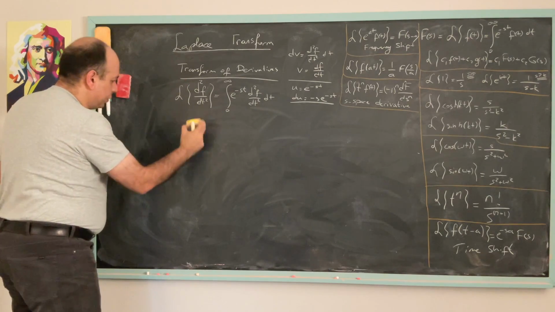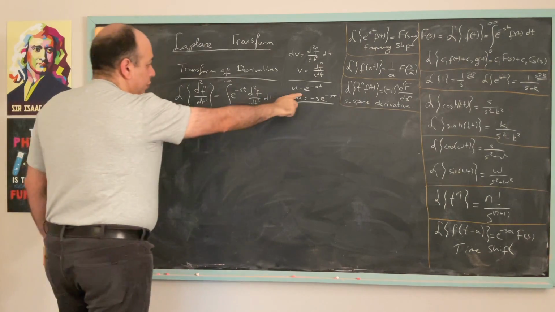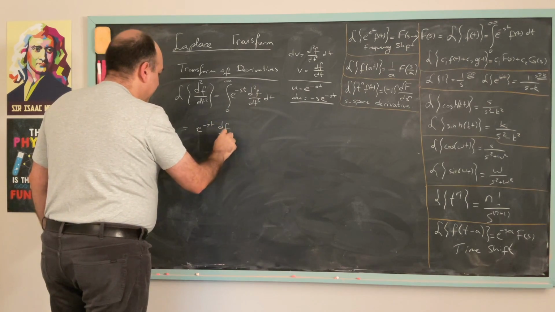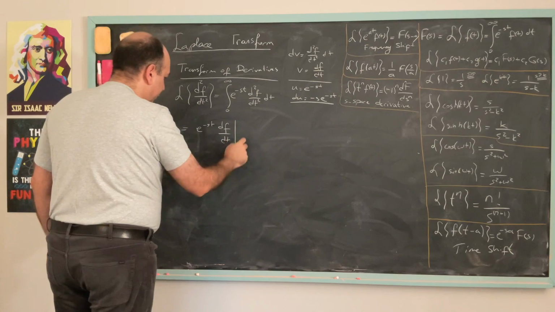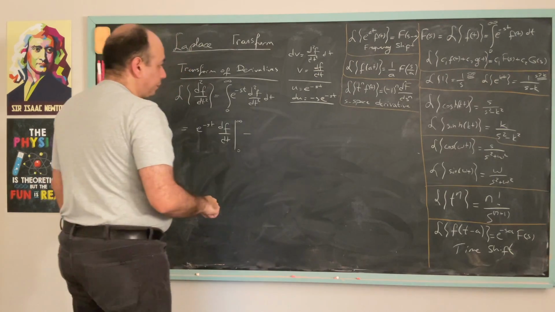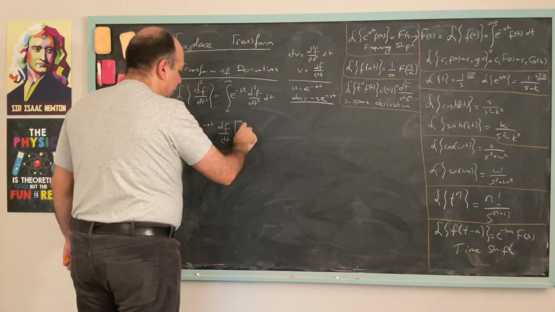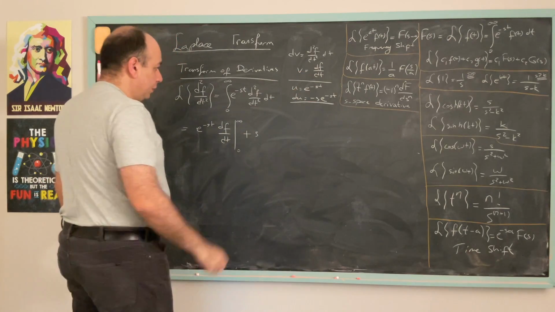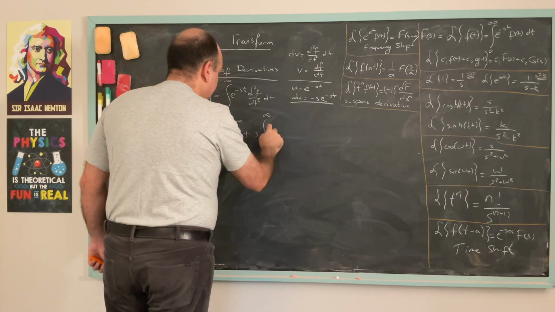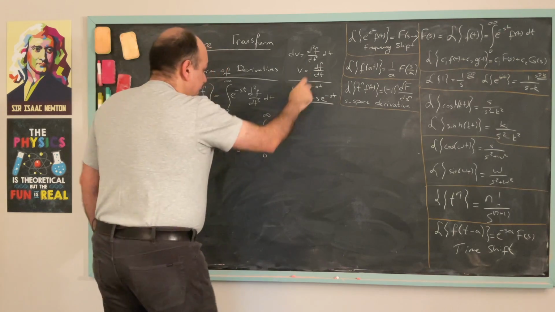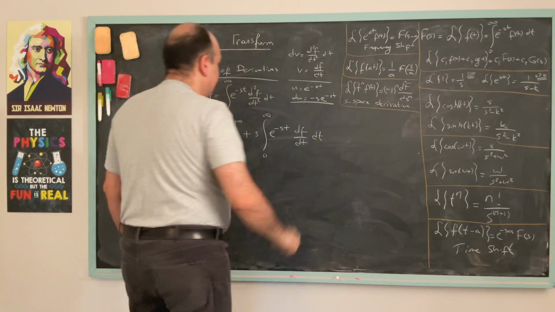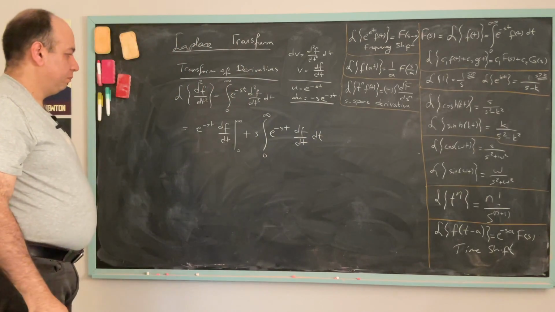Next part. So u times v, right? So u is that e to the minus st df over dt. So the limits are 0 and infinity. Minus v du, I have one s here, s integral, right, 0 to infinity, e to the minus st df over dt dt.